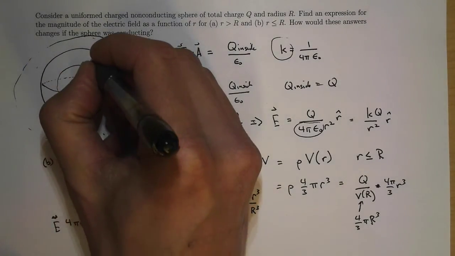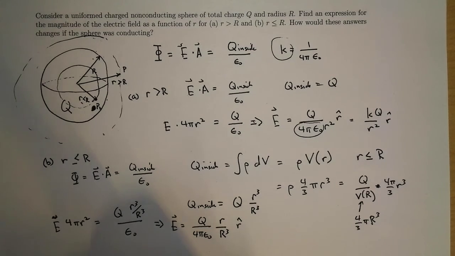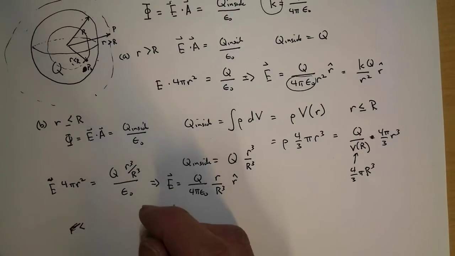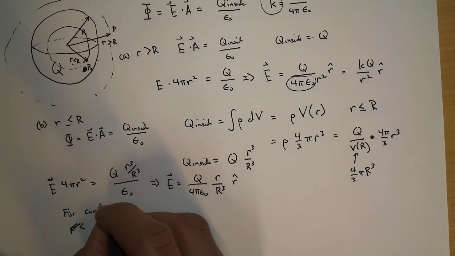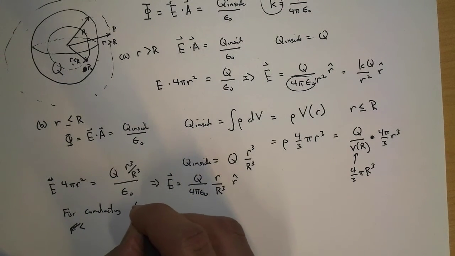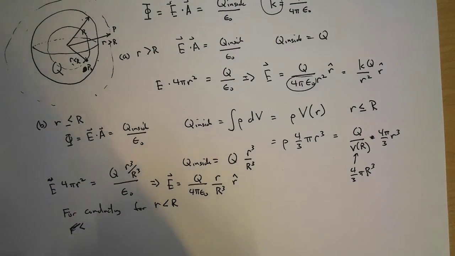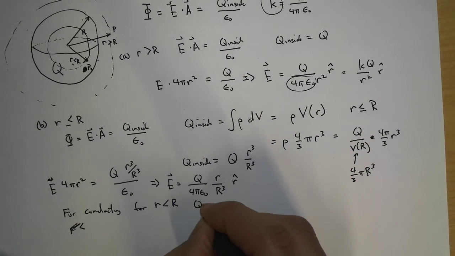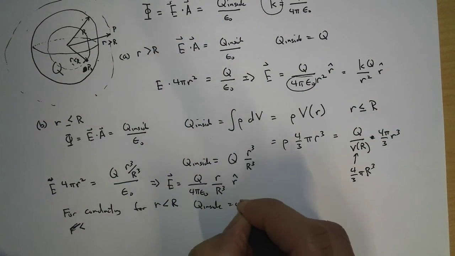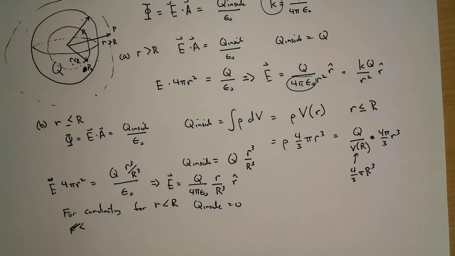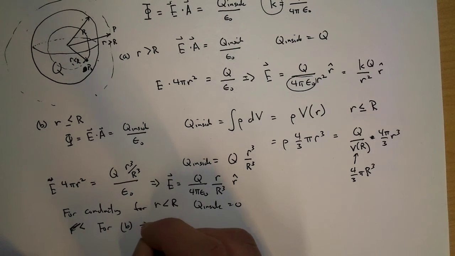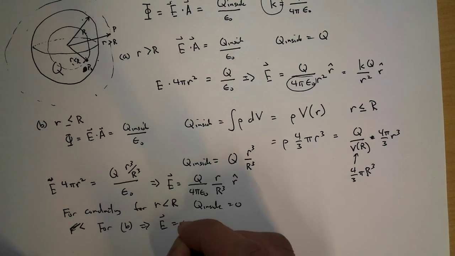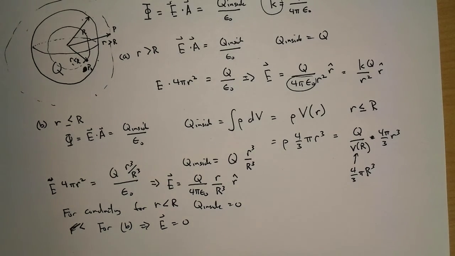In fact, for conducting, for r less than R, there is no charge. Q inside is equal to 0. So in fact, what happens for part B, in this case, is that this implies the electric field inside a conducting sphere is 0.